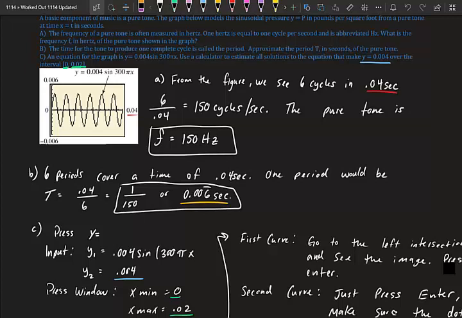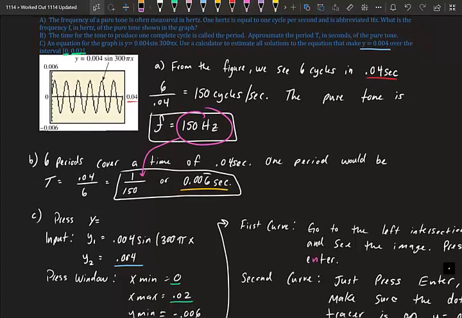So 6 periods cover a time of 0.04 seconds. That means one period is 0.04 over 6, or 1 over 150, or about 0.006 seconds. Do you notice that we just flipped this, and then we use our calculator. All right, part C, an equation for the graph is y equals 0.004 sine 300 pi x.